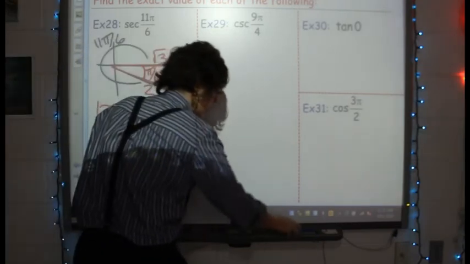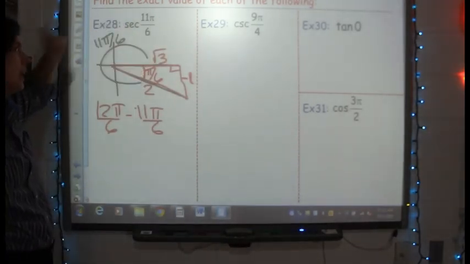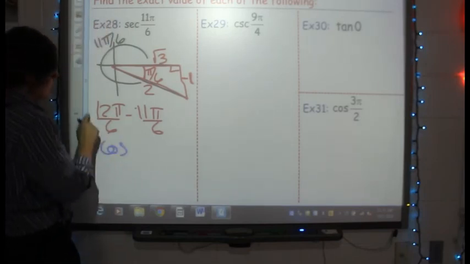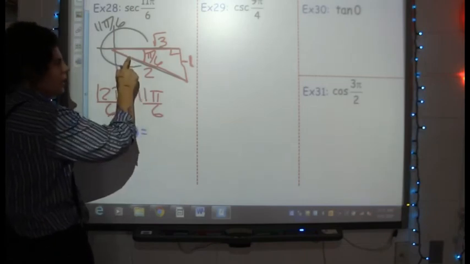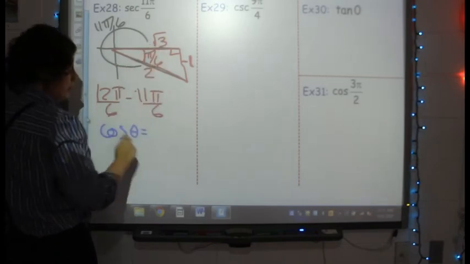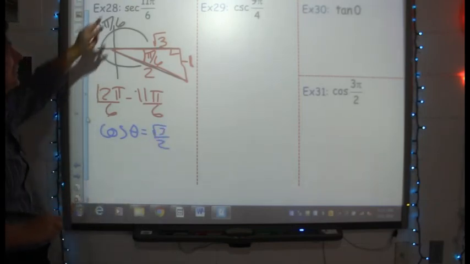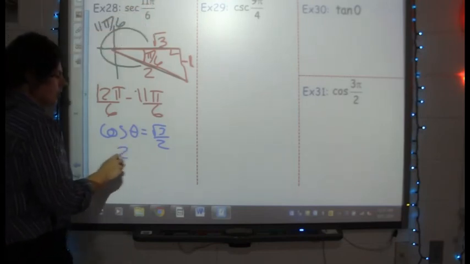Now, I don't love thinking about secant personally. It's really hard for me to think about the reciprocals looking at a triangle. Instead, I think about its reciprocal, and the reciprocal of secant is cosine. So I have cosine of theta equals, well, cosine is adjacent over hypotenuse, so that gives me square root of 3 over 2. Since it is secant, I'm going to flip it over, but when I flip it over, I get 2 over the square root of 3.